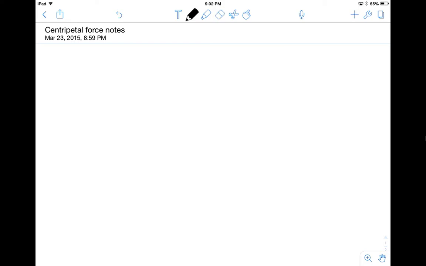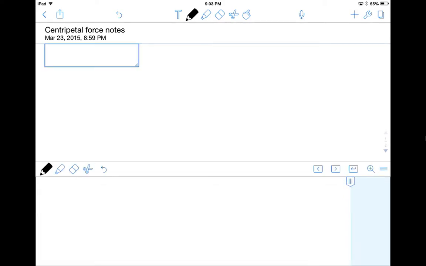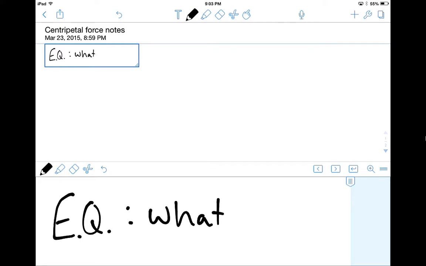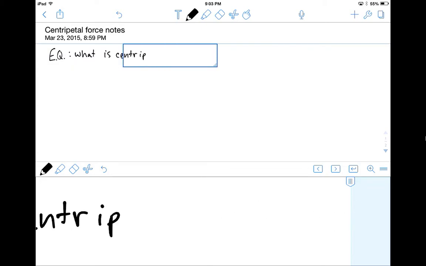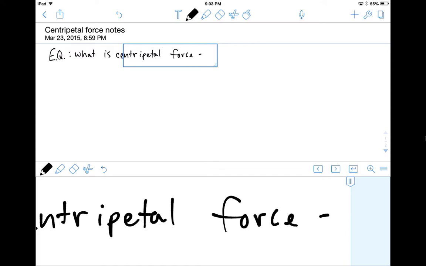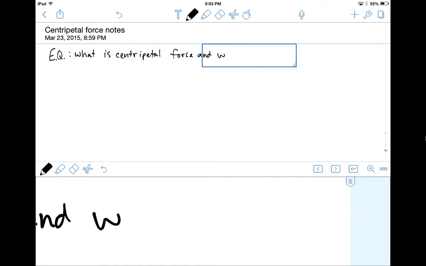So this is centripetal force notes. If you need to label the name of your notes up at the top, go ahead and call it centripetal force notes. Let's go ahead and write an essential question. Okay, so EQ is going to be: what is centripetal force? And what affects it?